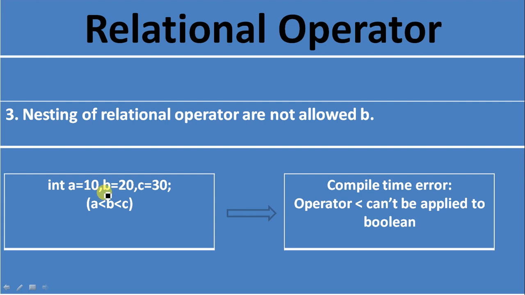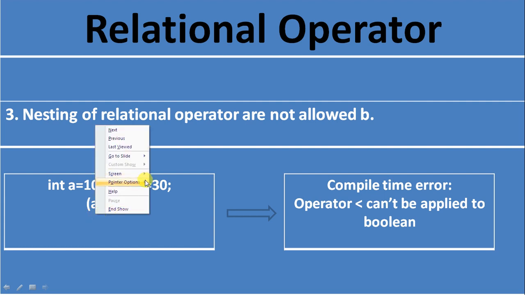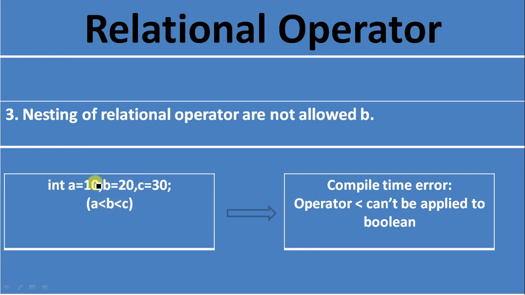Why is this exception coming? Because when a less than b is evaluated, what is the result? 10 less than 20, true. So it becomes true less than c, which is 30. So this is not a valid expression. How can you compare true less than 30? That's why it gives a compile time error.